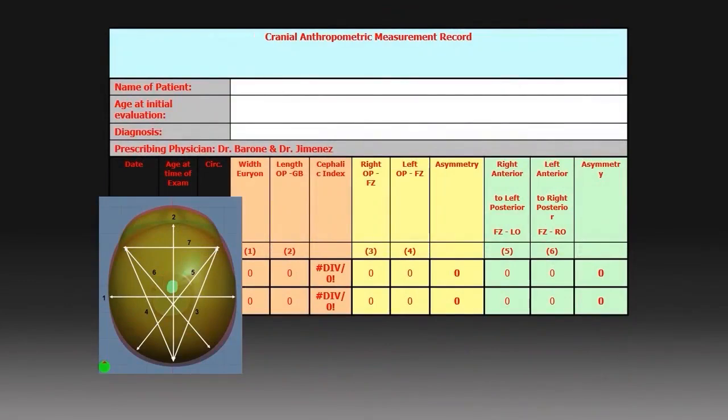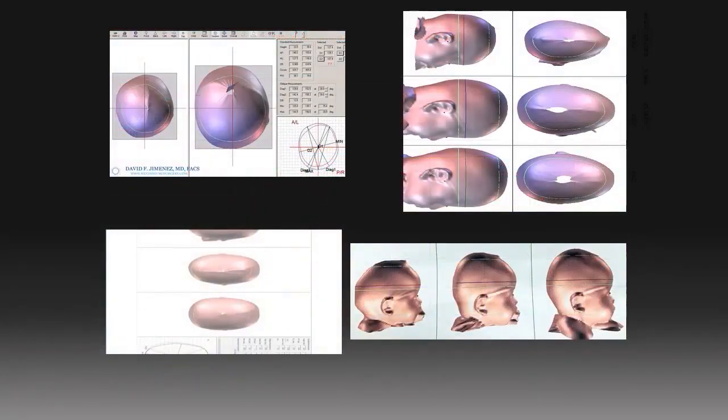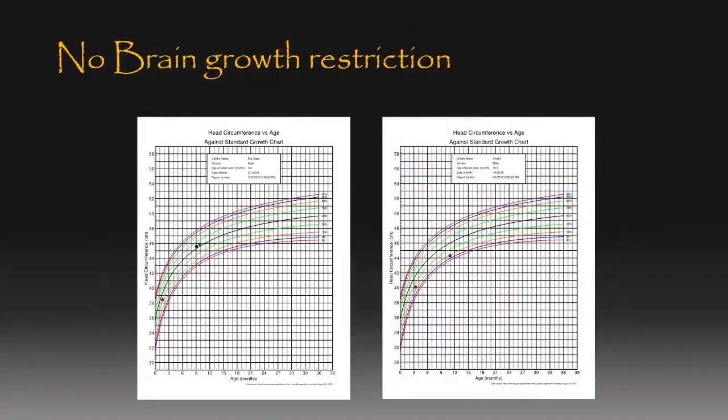Rather than to simply say that the patient looks good to the parents and the surgeons, we document our results with extensive anthropometric data. We follow our patients very closely during the first years of life and document with the scanner. Having treated patients with over 2,000 helmets, we have documented clearly that there's no restriction on head growth.